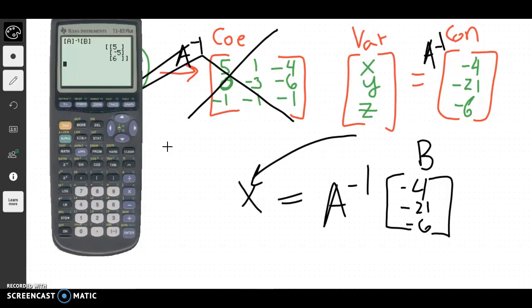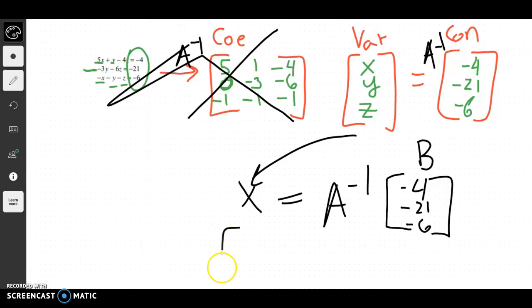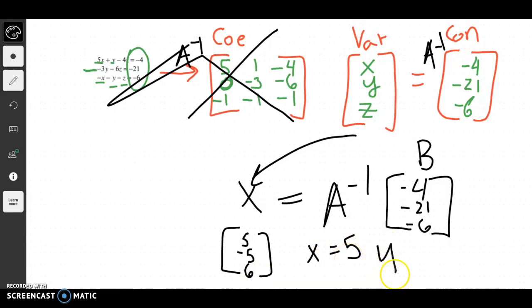And there is my answer. The answer for the matrix I was looking for was 5, -5, and 6. If you think about that as x, y, and z, we now know that x is 5, y is -5, and z is 6. Let's do one more problem like this.